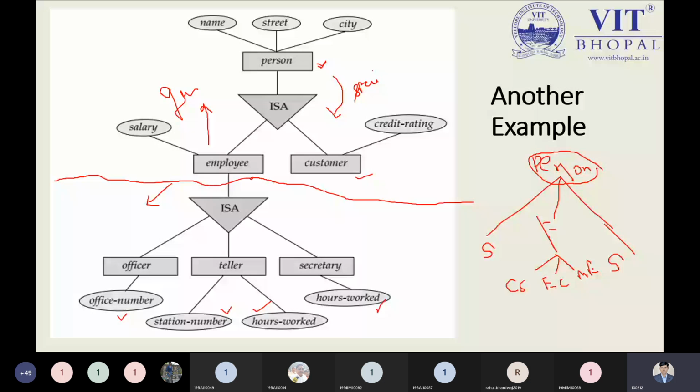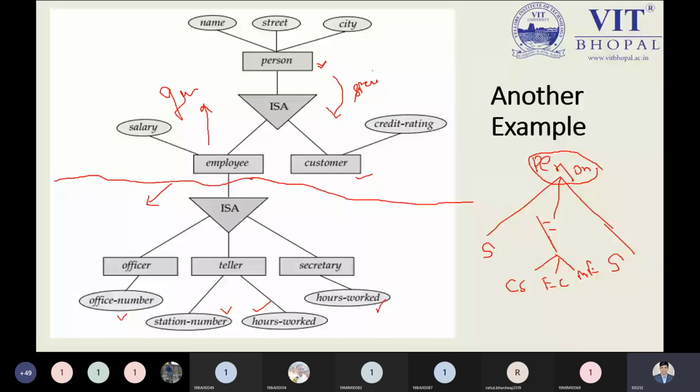Because if we are dividing all those things in a respective manner, then we can troubleshoot or modify the information in a simple way. This is the main objective for using the ER model in an extended way, followed by specialization, generalization, and aggregation. So this is the second example.